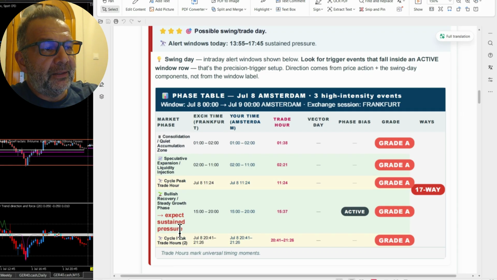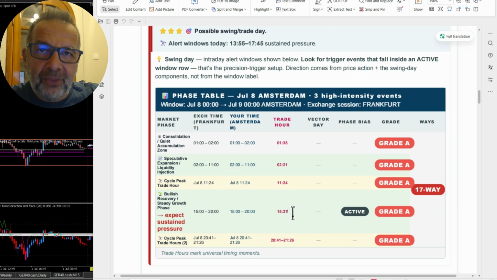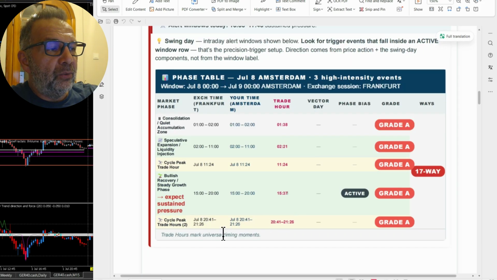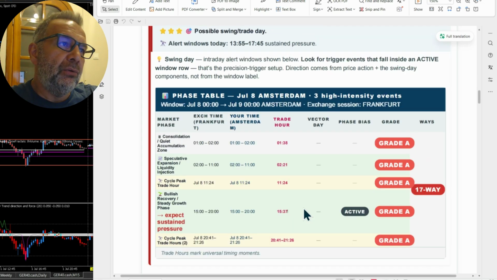That's expected sustained pressure. So the market can be at a resistance or a support level where the market is under pressure. They're keeping it there, sustained pressure. And then another cycle peak, 8:41 to 9:26. So these hours you look out for.